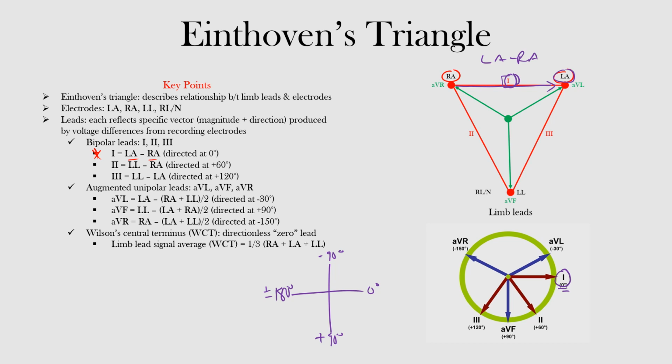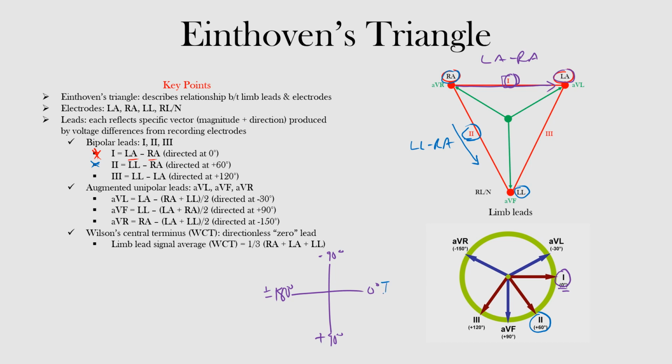Then we have lead 2, and this is calculated by subtracting the voltage recorded in the right arm from that recorded in the left leg. It is directed at positive 60 degrees in the frontal plane. Okay, so now we have lead 2, which is this one here. And you can see it here, and it's going in this direction. We're doing the left leg minus the right arm. So left leg minus right arm voltages give us lead 2. In this one, it's directed at positive 60 degrees. So here's lead 2 in our frontal plane, and it's directed at positive 60.